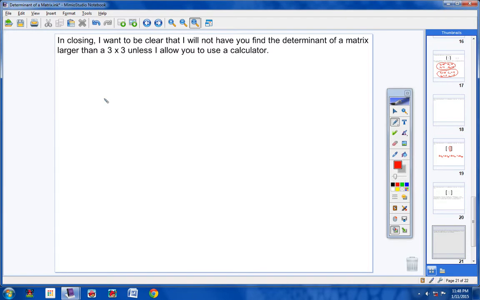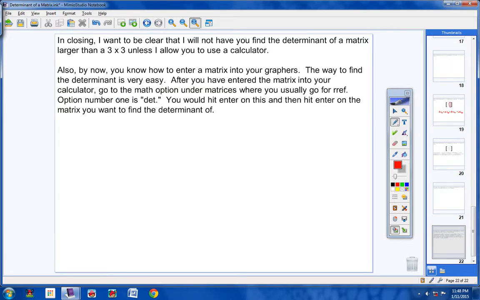a matrix larger than a 3x3 unless I allow you to use a calculator. Okay. So understand that. Now, by now you know how to enter a matrix into your graphers. Okay. The way to find the determinant is very easy. Please listen to me very carefully. After you have entered the matrix into your calculator, go to the math option under matrices. In other words, you hit second matrices and then go over, scroll over to math. Once you do that, look at option number one, okay? Option number one says DET.